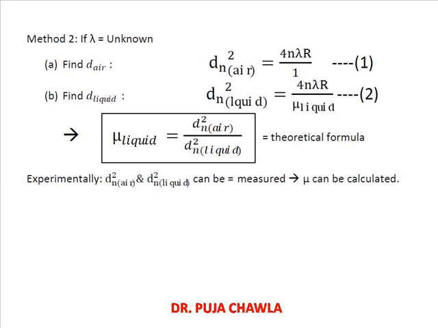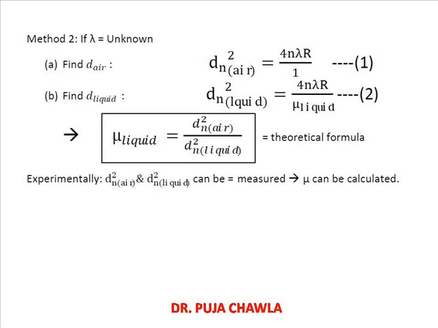In this case, I would perform the experiment in 2 steps. Step number 1, find out the diameter of nth dark ring with air film in between. Formula would be dn air square is equal to 4n lambda divided by mu. Mu in case of air is 1. Label this equation as equation number 1.